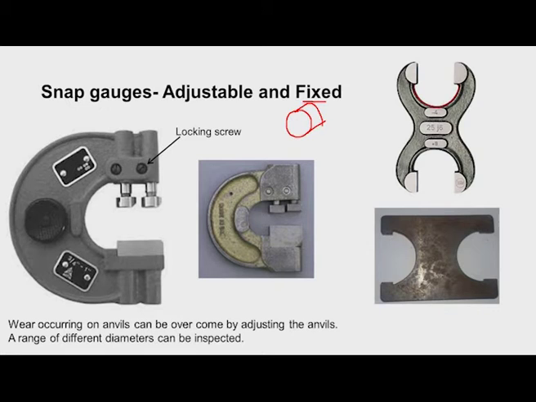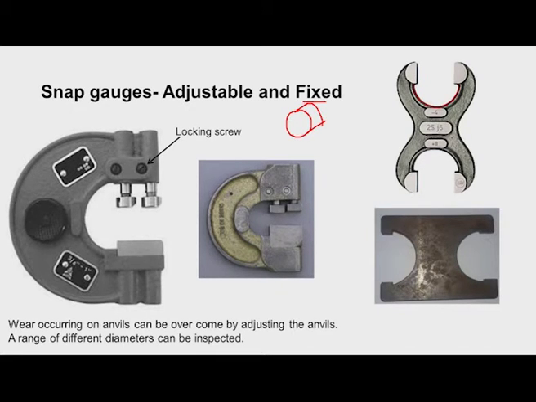So this is called double ended fixed snap gauge. And here we have an adjustable snap gauge. What happens with the fixed gauge is that after some usage, maybe after 1000 or 2000 insertions, the gauging surface is subjected to wear and the size will change.